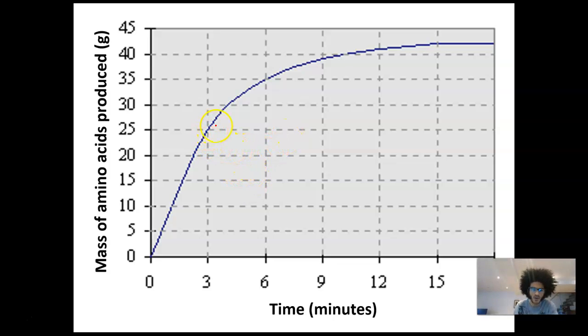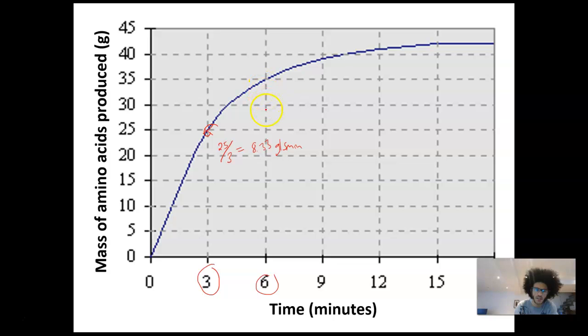Let's say I'm working out the rate at 3 minutes. To work out the rate at 3 minutes, I have to go all the way up to where the 3 minutes is on the curve, and 3 minutes corresponds to 25 grams. So the rate here would be 25 divided by 3, and that would give me 8.33 grams per minute.